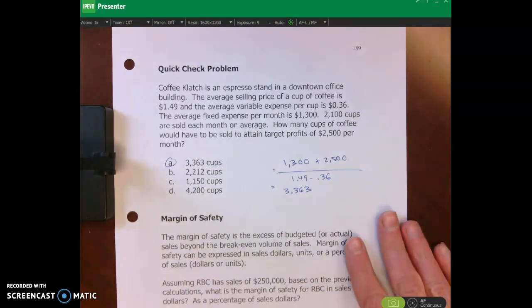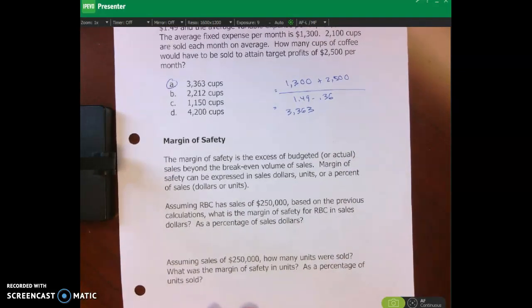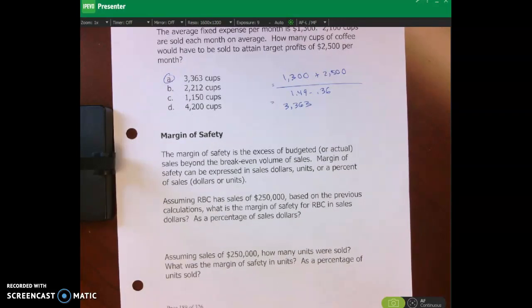Okay. So now let's talk about the final topic in this lecture video, which is the margin of safety. The concept of the margin of safety is the excess of actual sales beyond the break-even point. For example, if break-even is 400 bikes and you are currently selling 450 bikes, break-even is 400 bikes, you're currently selling 450 bikes.